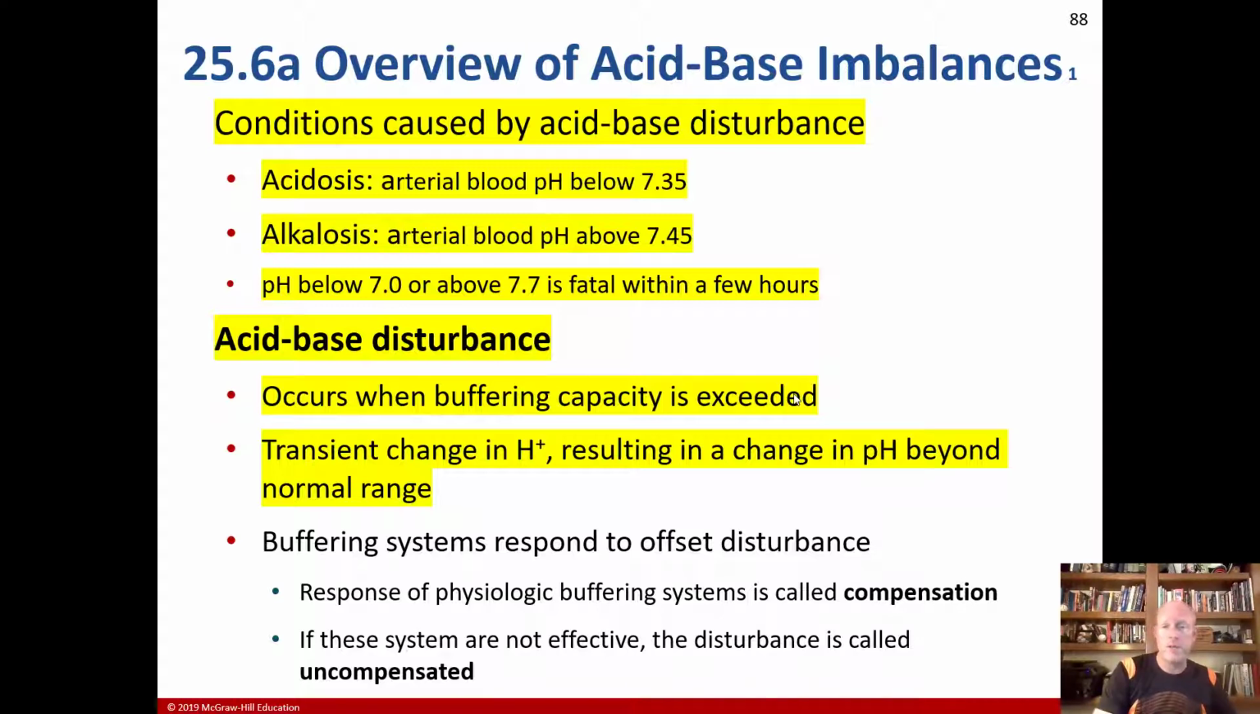That's important. Understand the general concept of acid-base disturbance. When buffering capacity is exceeded, the body can't buffer sufficiently, and consequently there's a transient change in hydrogen, resulting in a change in pH beyond our normal range. And again, that can be fatal, let alone disturbances causing specific problems with compensation. You should understand that too. I did not highlight that. Compensation will show up, and that is the general concept there.